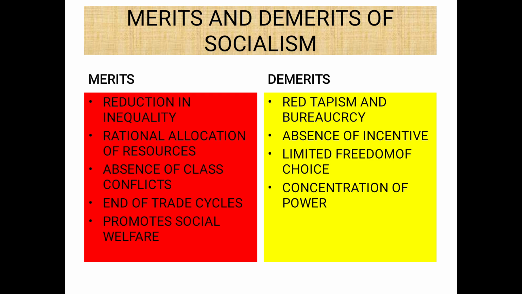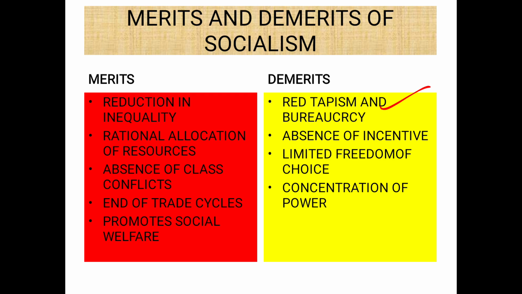Next one is promotes social welfare, absence of exploitation. There are no economic inequalities, and since the trade cycle is maintained throughout, naturally we can expect welfare. Next is demerit. Under demerit you have red tapeism and bureaucracy. Every merit has its own demerit.